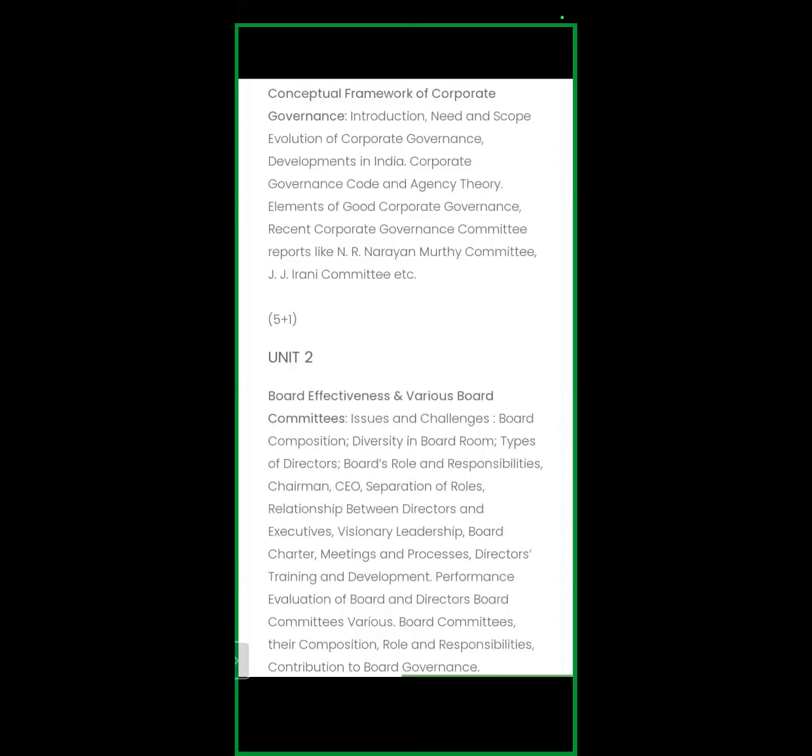How many members can be appointed as directors? What are the various types of directors? What is the remuneration of directors? What is the qualification of a director to be appointed in the board? What is the tenure of a director? All these things related to the board of directors, we will be discussing in unit number 2.